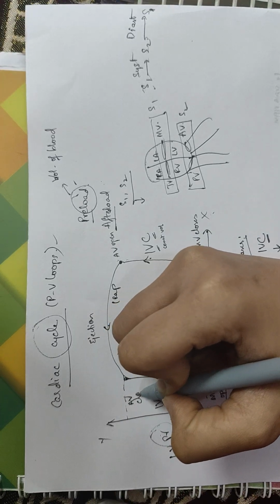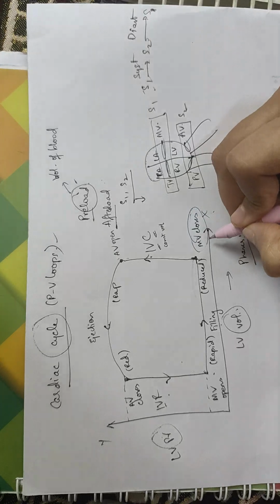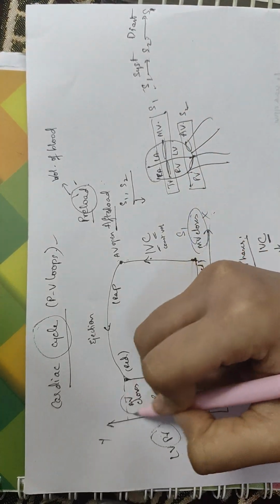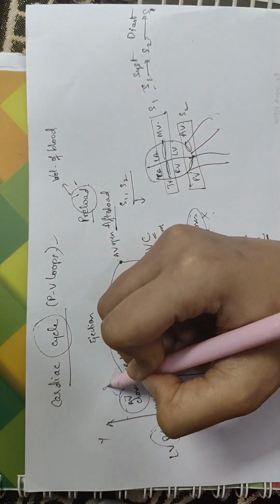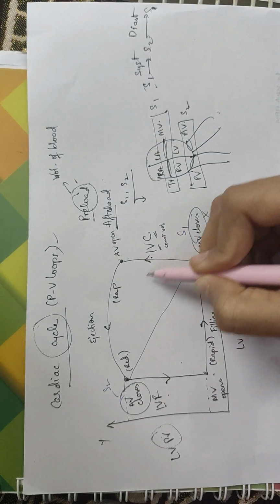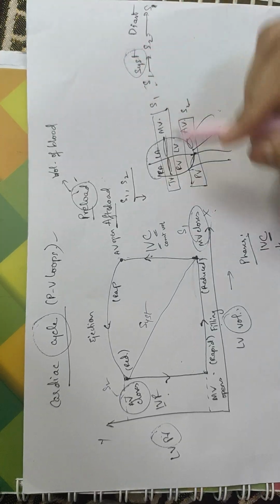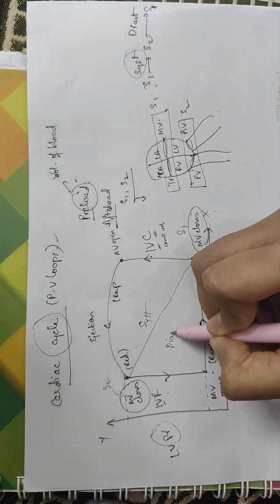then the aortic valve closes. Now when the mitral valve closes, we said this is S1, correct? And when the aortic valve closes, we said it's S2, right? Between S1 and S2, we said this phase is systole, correct? And between S2 and S1, we said this phase is diastole.